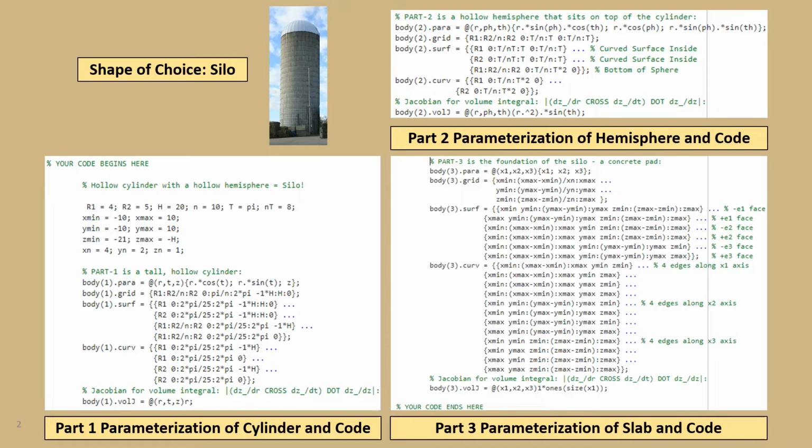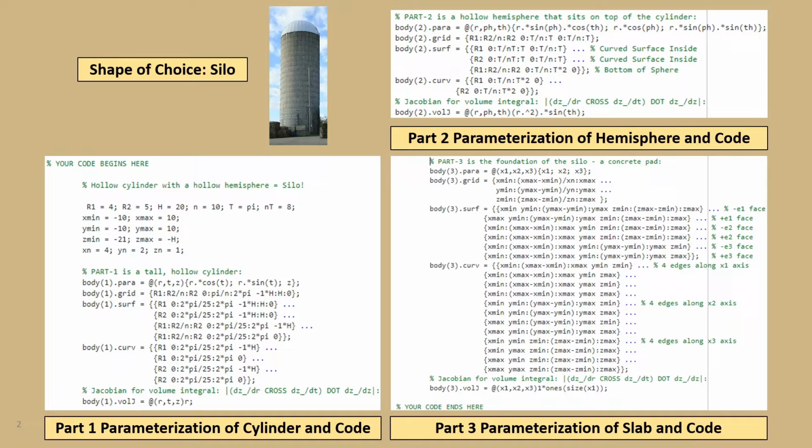Now for this project we were tasked with creating a composite shape by coding in a couple of different shapes into MATLAB. So given that we're in Indiana, which is essentially the corn capital of the world, or at least the United States, my shape of choice was a silo. So my silo contains three different shapes.